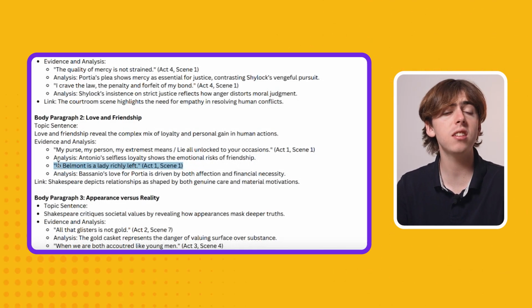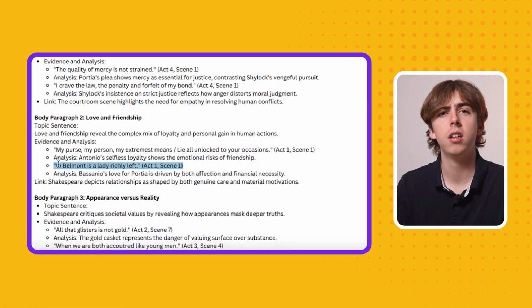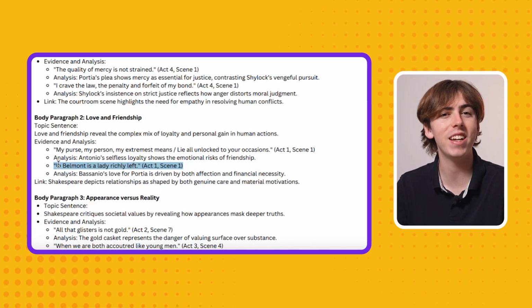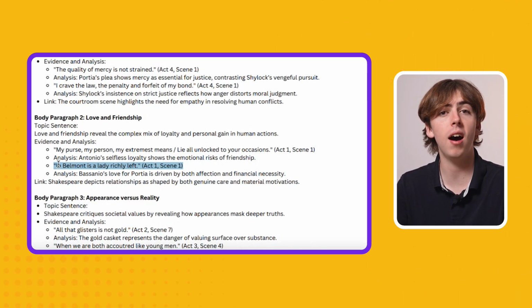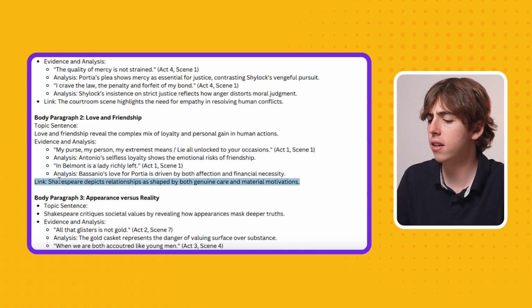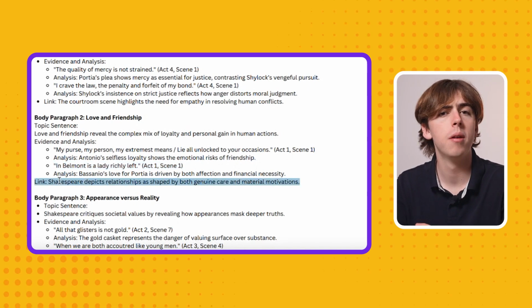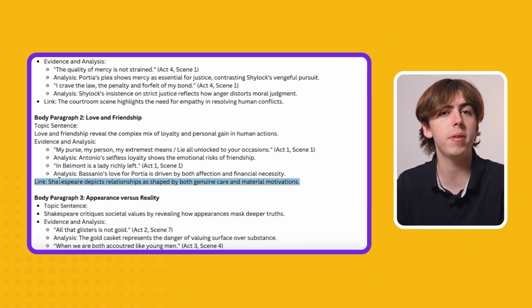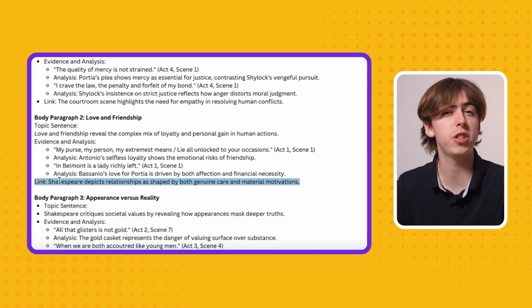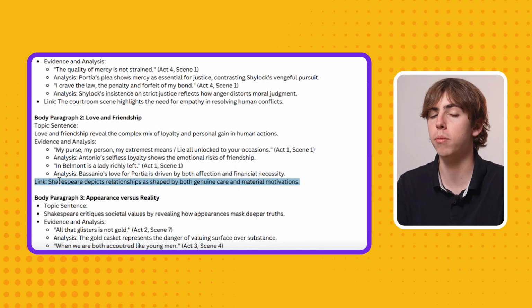While Bassanio does later prove his care for Portia, Shakespeare is careful to show us that financial motivation was part of the initial appeal. From that, you can link it back to that question by speaking about how Shakespeare depicts relationships as shaped by both genuine care and material motivations.